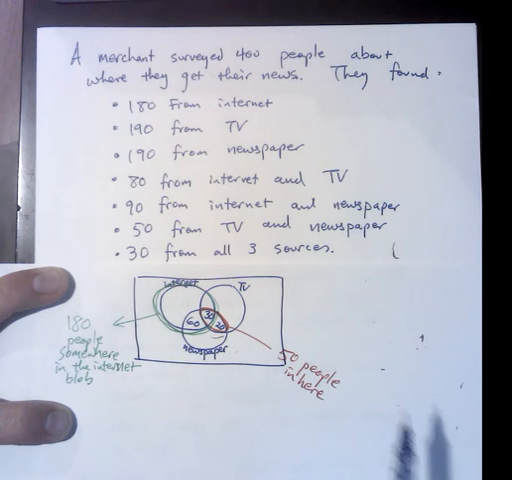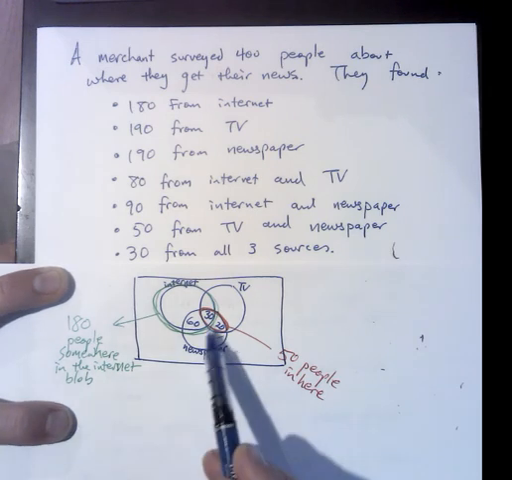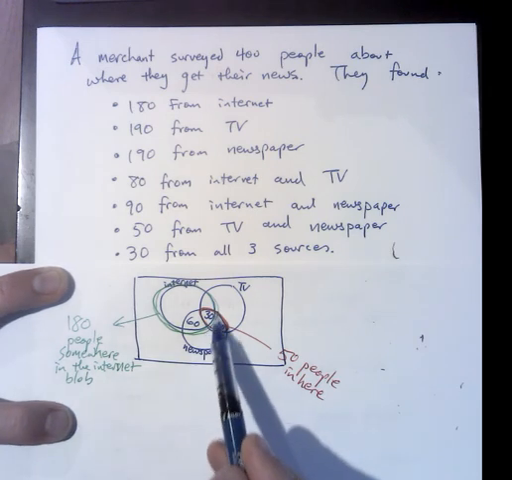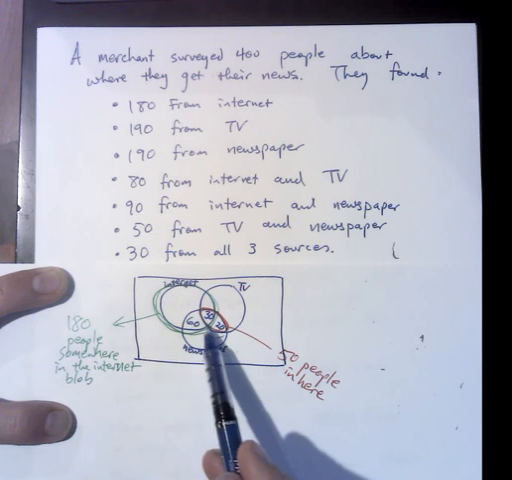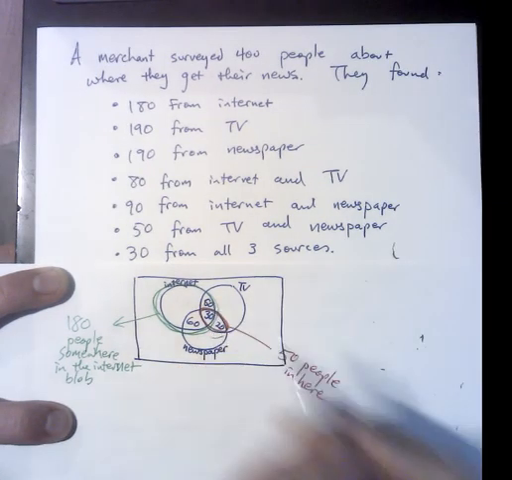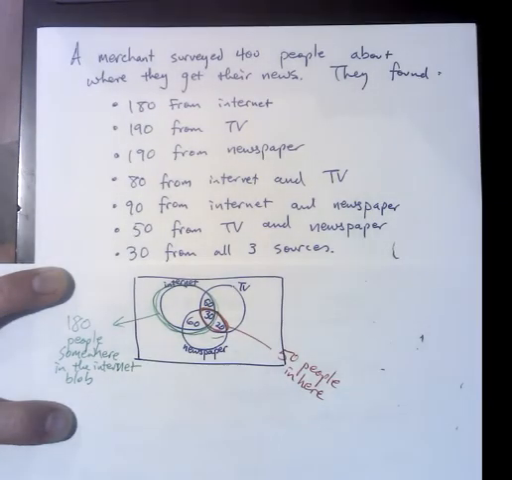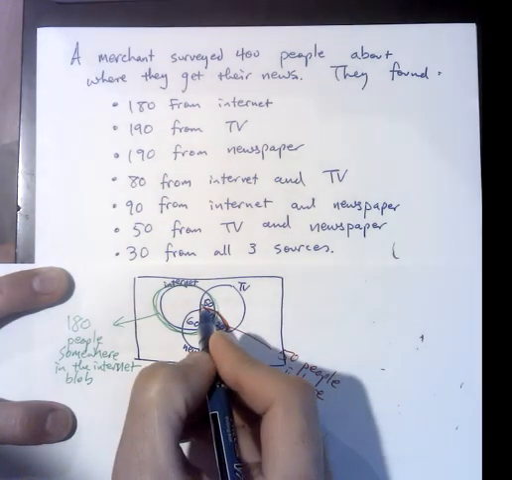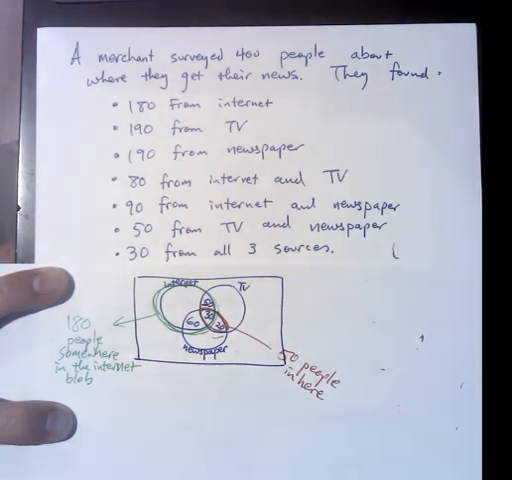80 people get their news from internet and TV. 80 people are in this part of the Venn diagram. I've already got 30, so I'm missing 50. Ooh, that looks like 6. It's a 5. 50 right there.